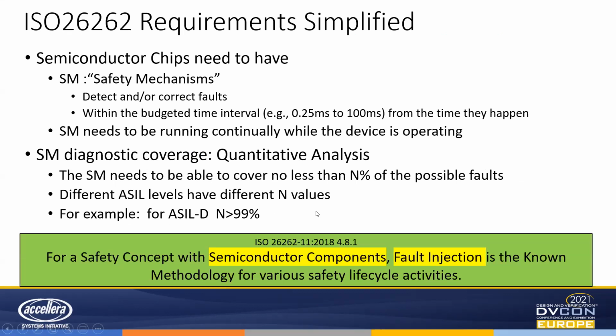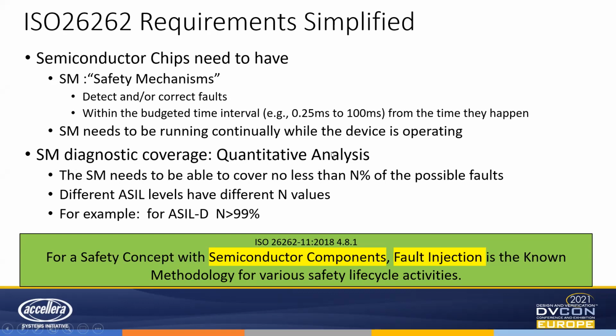So what does it take? The ISO 26262 requirements are simplified in this slide, mentioning that semiconductor chips need to have a safety mechanism. The safety mechanism is to detect or correct the faults within the budgeted time interval, and it needs to be running continuously while the device is operating. So it needs to have a safety mechanism with a diagnostic coverage by quantitative analysis, not qualitative analysis anymore, by way of ISO 26262 recommendation.